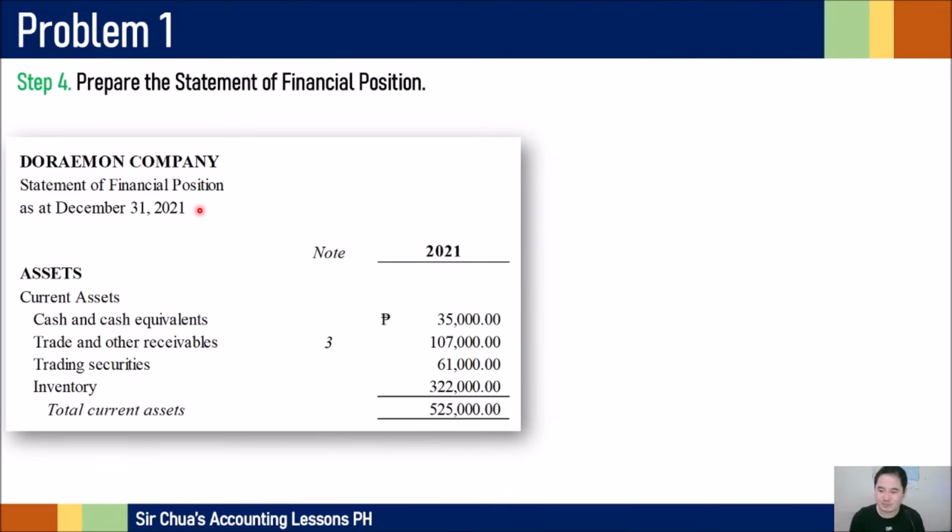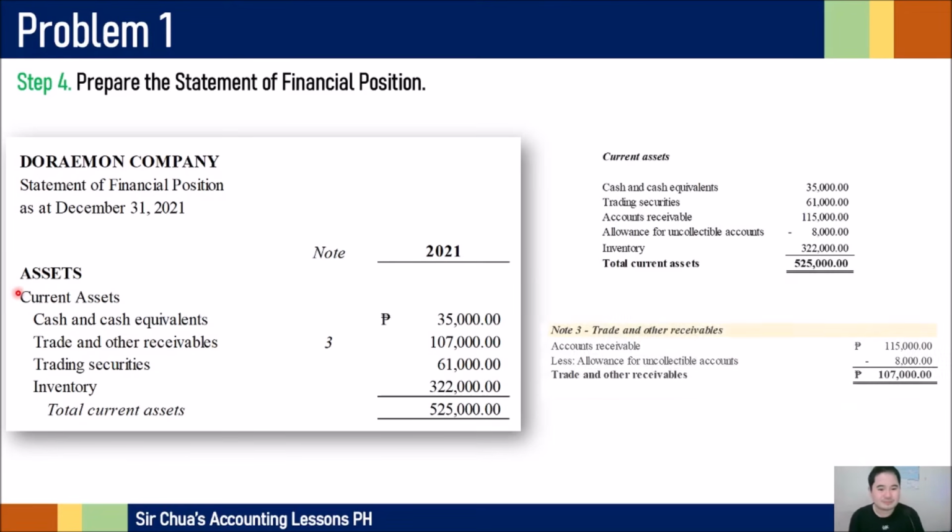Okay. Let's first talk about your current assets. Paano po siya i-develop? Ganito po. Yung cash and cash equivalents natin, standalone yan. So, wala siyang note na separate. Tapos, kung mapapansin po ninyo, gumawa tayo ng computation ng net realizable value ng ating receivables, which is 107,000. So, lalagay po natin siya doon, 107,000 under note number 3. Okay? And then, yung ating pong trading securities, marketable equity securities is at 61,000.